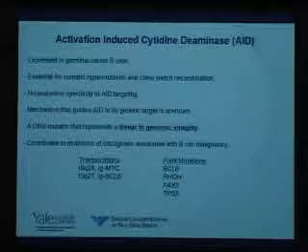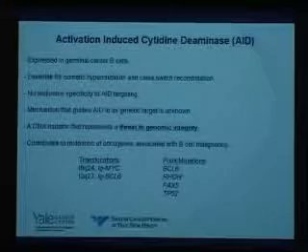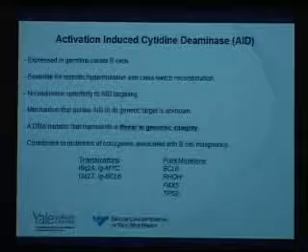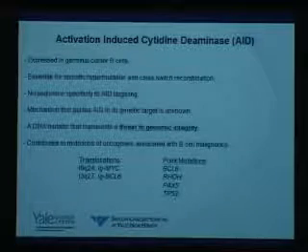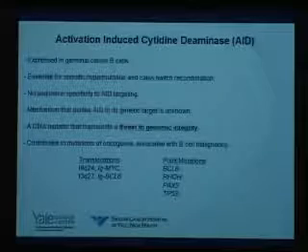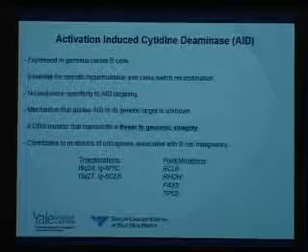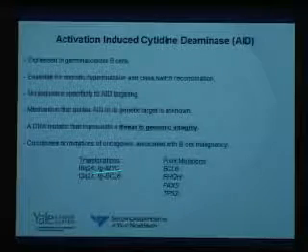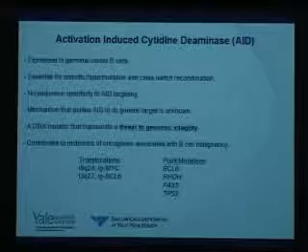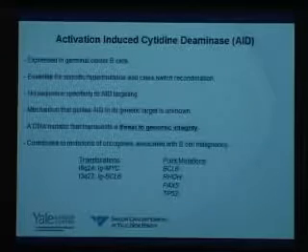As such, AID is a DNA mutator that represents a threat to genomic integrity. And in fact, there have been a number of studies that suggest that AID activity may actually contribute to point mutations and translocations of a number of genes that are associated with B-cell malignancy.